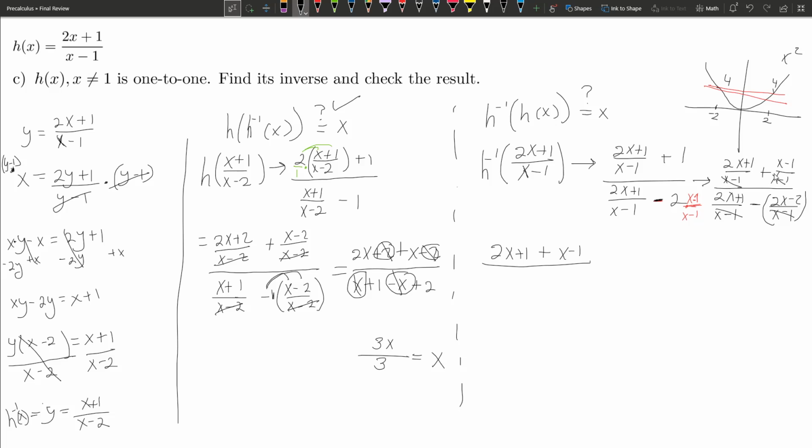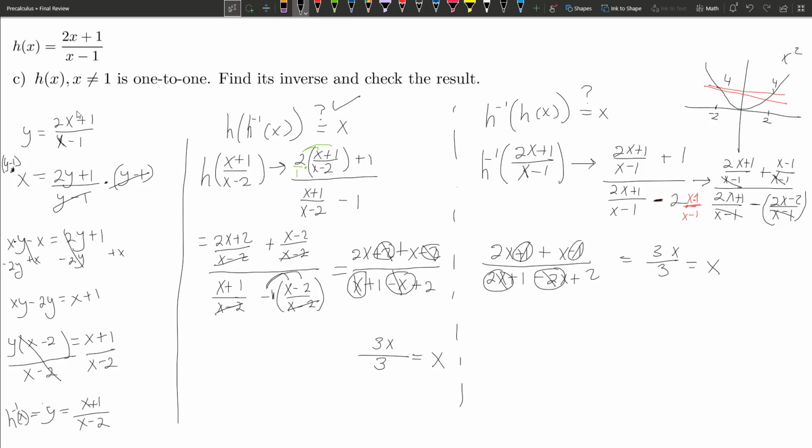Right, when there's a plus in between them, it's not a problem. When there's a minus in between them, then you have to change the signs of the stuff behind it. 2x plus 1. So now we're going to change the signs. Minus 2x plus 2. Right? All I did was distribute that negative sign. And let's just see if things cancel out. Well, this cancels with that. So you remain with just the 3x on the top. This cancels with that. And you remain with just 3 on the bottom. And look at that. You divide them out and you get x.